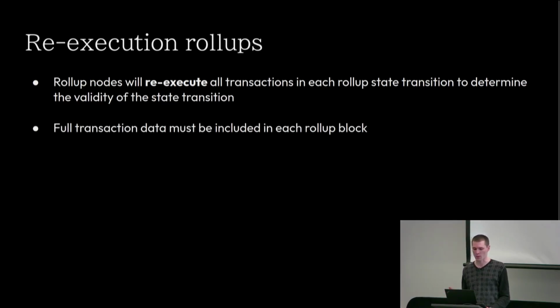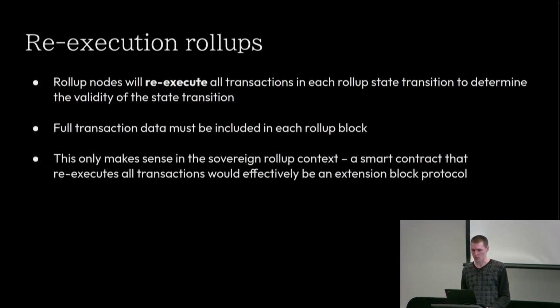And as a consequence, we need to have the full transaction data included with each rollup block. This really only makes sense in the sovereign rollup context. And a smart contract that re-executes all of the transactions would effectively be an extension block protocol.